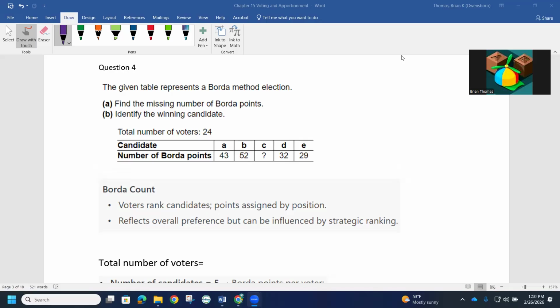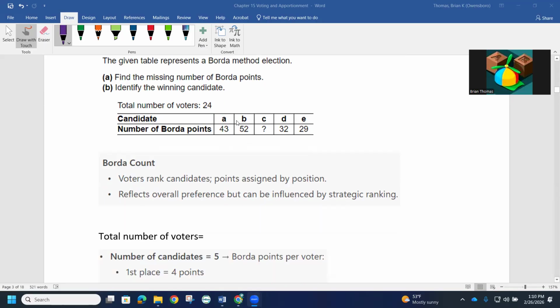So moving from the plurality method, let's talk about the Borda method for selecting a candidate in an election. So we have a table here, and it says find the missing number of Borda points, and then identify the winning candidate. So we have the number of votes is 24.